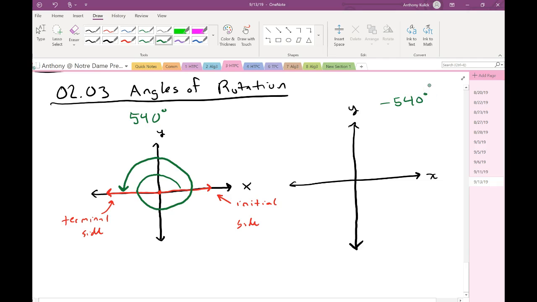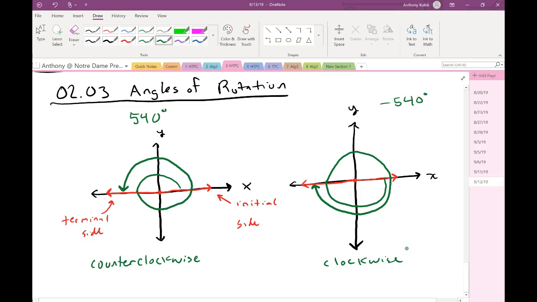Okay. So if we want to talk about a negative angle, we can describe a negative angle using this same idea. Again, we start with our initial side on the positive x-axis, but instead of rotating counterclockwise, we're going to rotate clockwise. So 90, 180, 270, 360, 450, 540. So for positive angles, we're going to rotate counterclockwise, and for negative angles, we're just going to rotate clockwise.